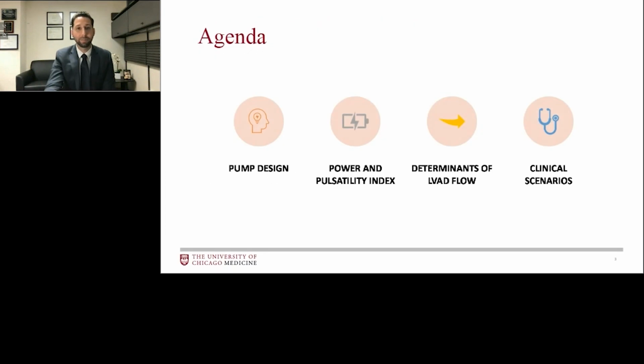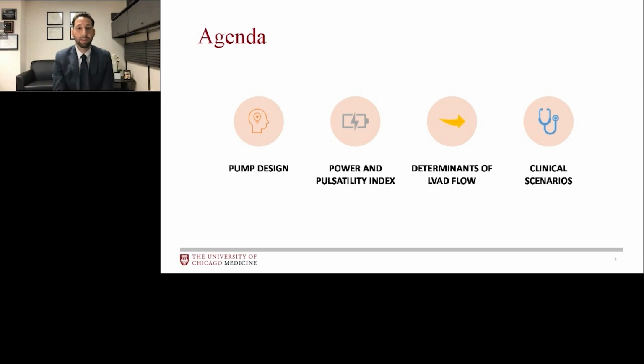Here are my disclosures, and here's the agenda for today. So we'll start by briefly describing some of the innovations in the pump design, focusing on the HeartMate 3. This has direct implications on how this pump, compared to other pumps, interprets power to estimate flow to calculate pulsatility index. We'll then focus on the different sources of power that power the left ventricular assist system, and then define pulsatility index and clinical scenarios that influence PI events and pulsatility index.